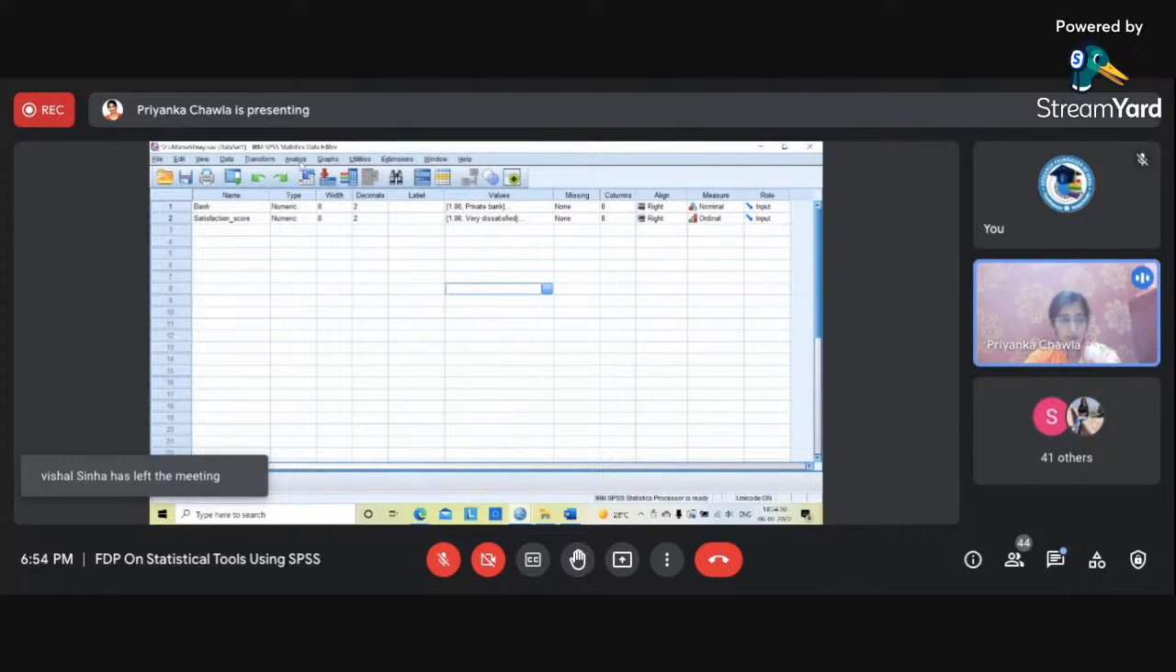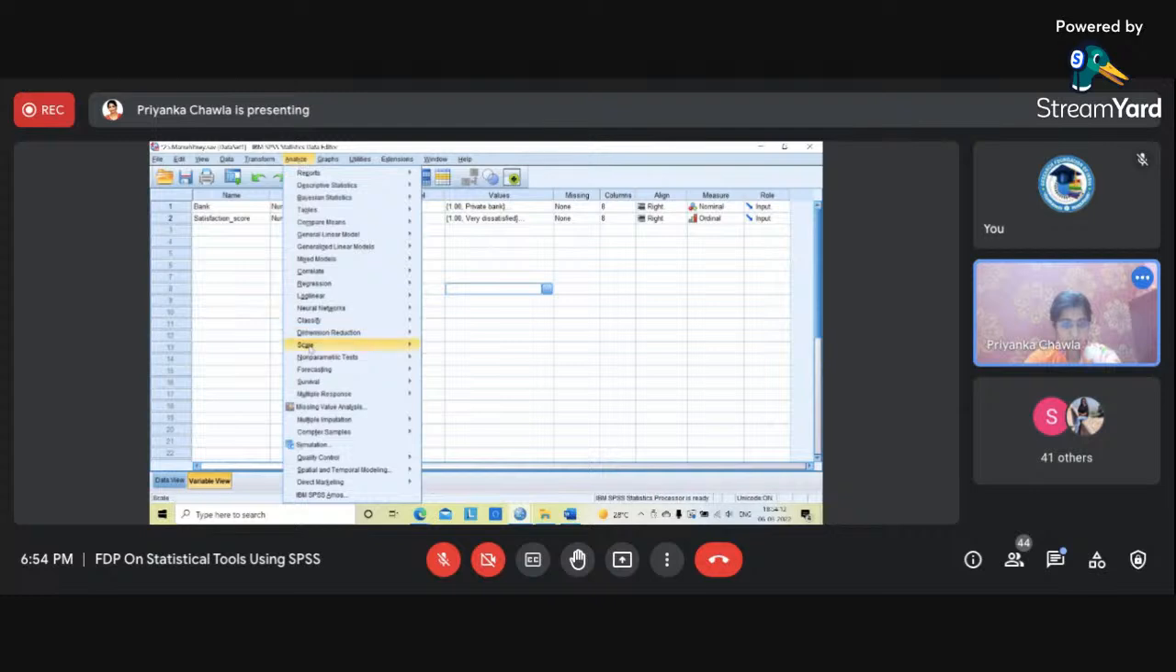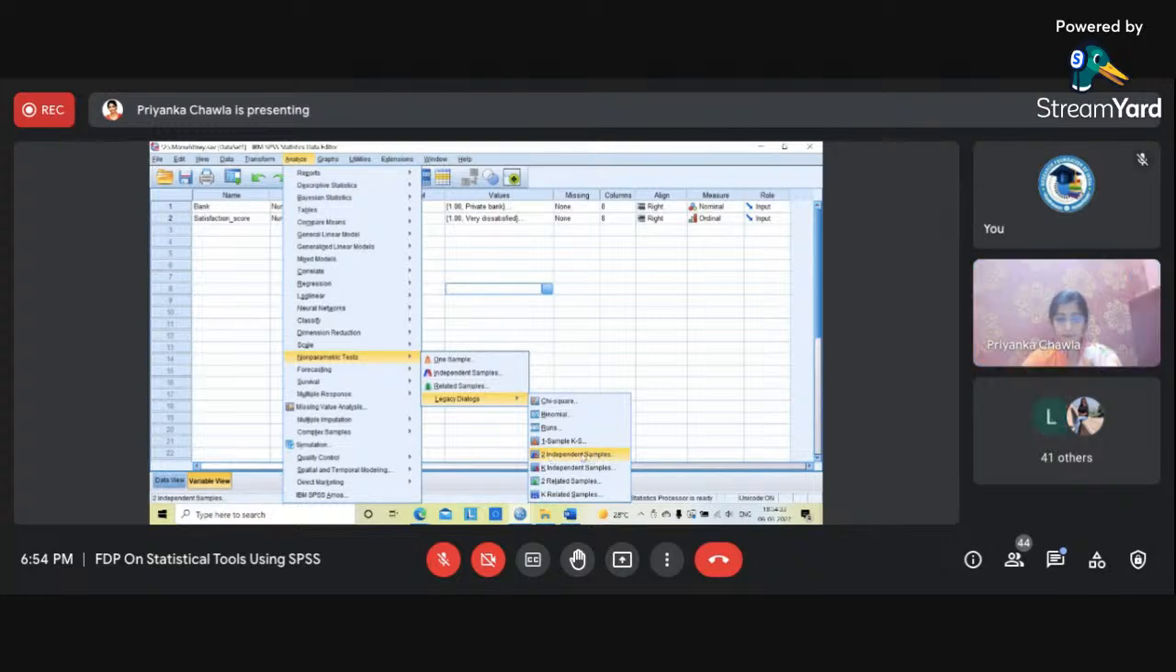What is the path? Just go to Analyze, then Non-parametric. Under Non-parametric, can you see this? Independent samples, 2 independent samples. Can you see this? Independent samples. Yes, ma'am. Just click on this.